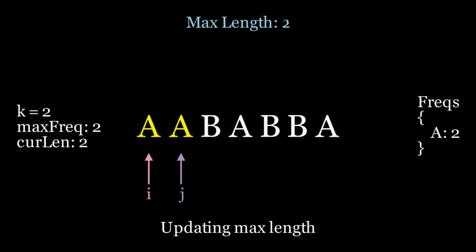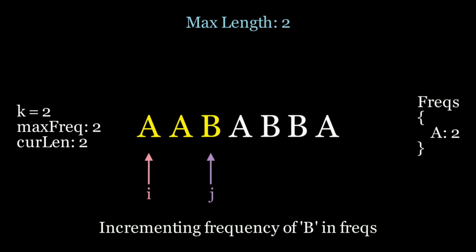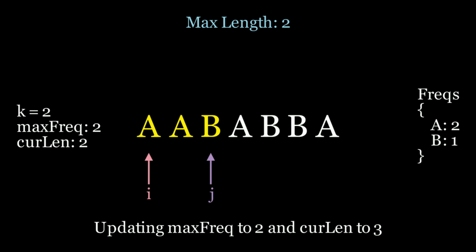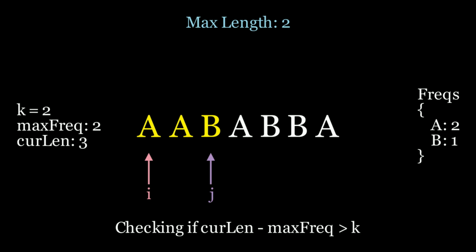Now in this case, we update max length to 2. And we move on to B. Let's update the frequency for B. In this case, it's just 1. This is the first time we're seeing a B. And let's update the max frequency to 2 and the curLen to 3. Max frequency is 2 because we only have 2 A's, right? The max frequency just gives you the value of the most frequent character, and we get that from the hash map.